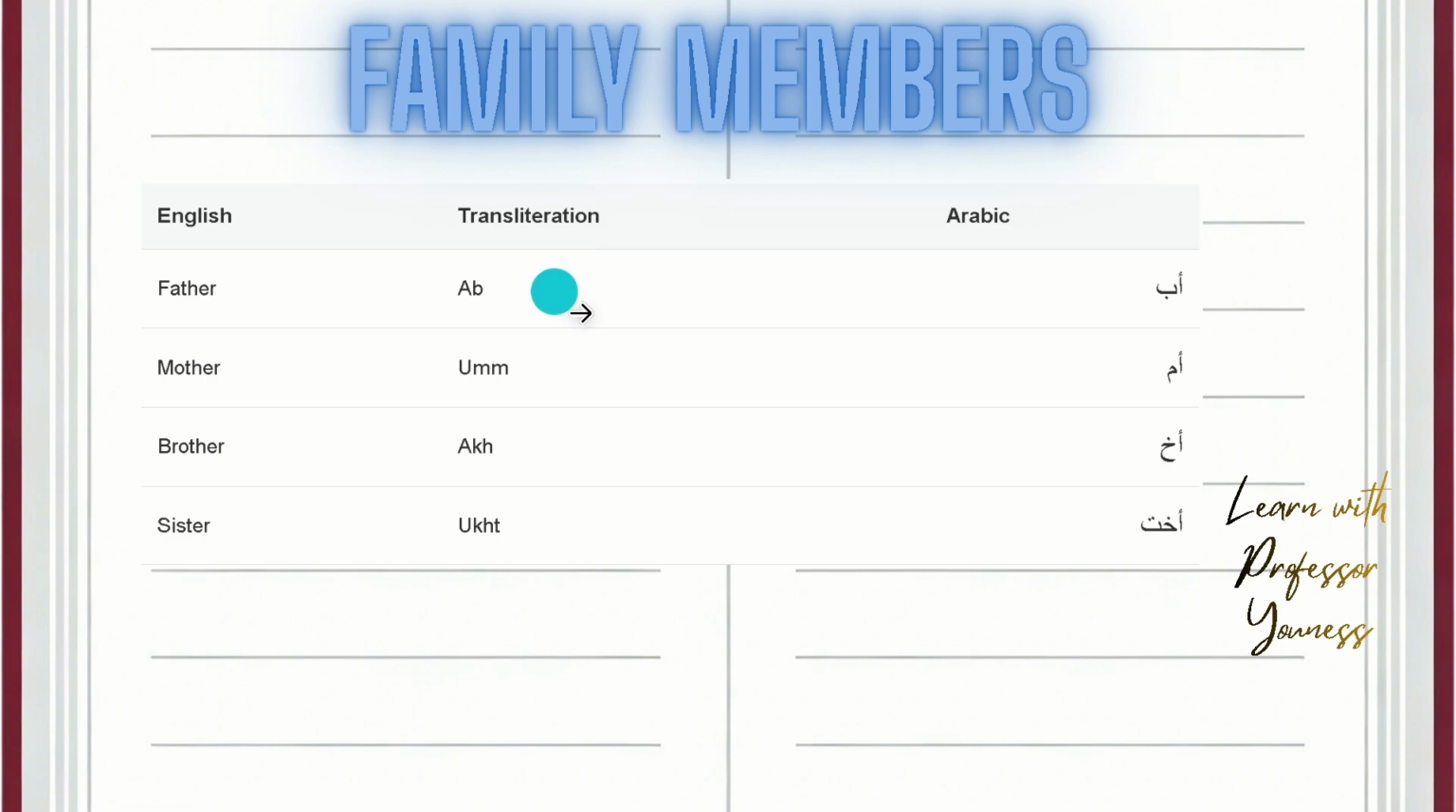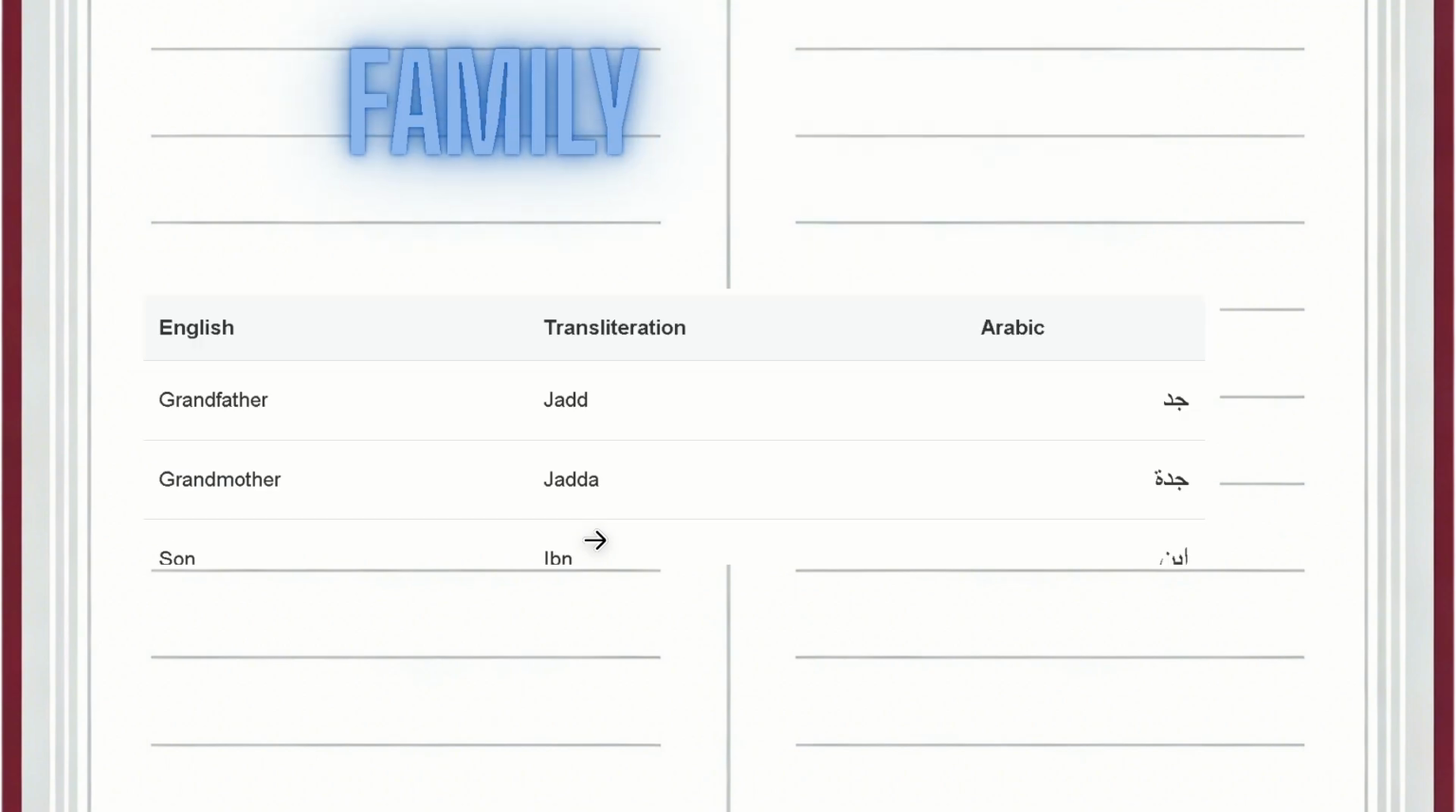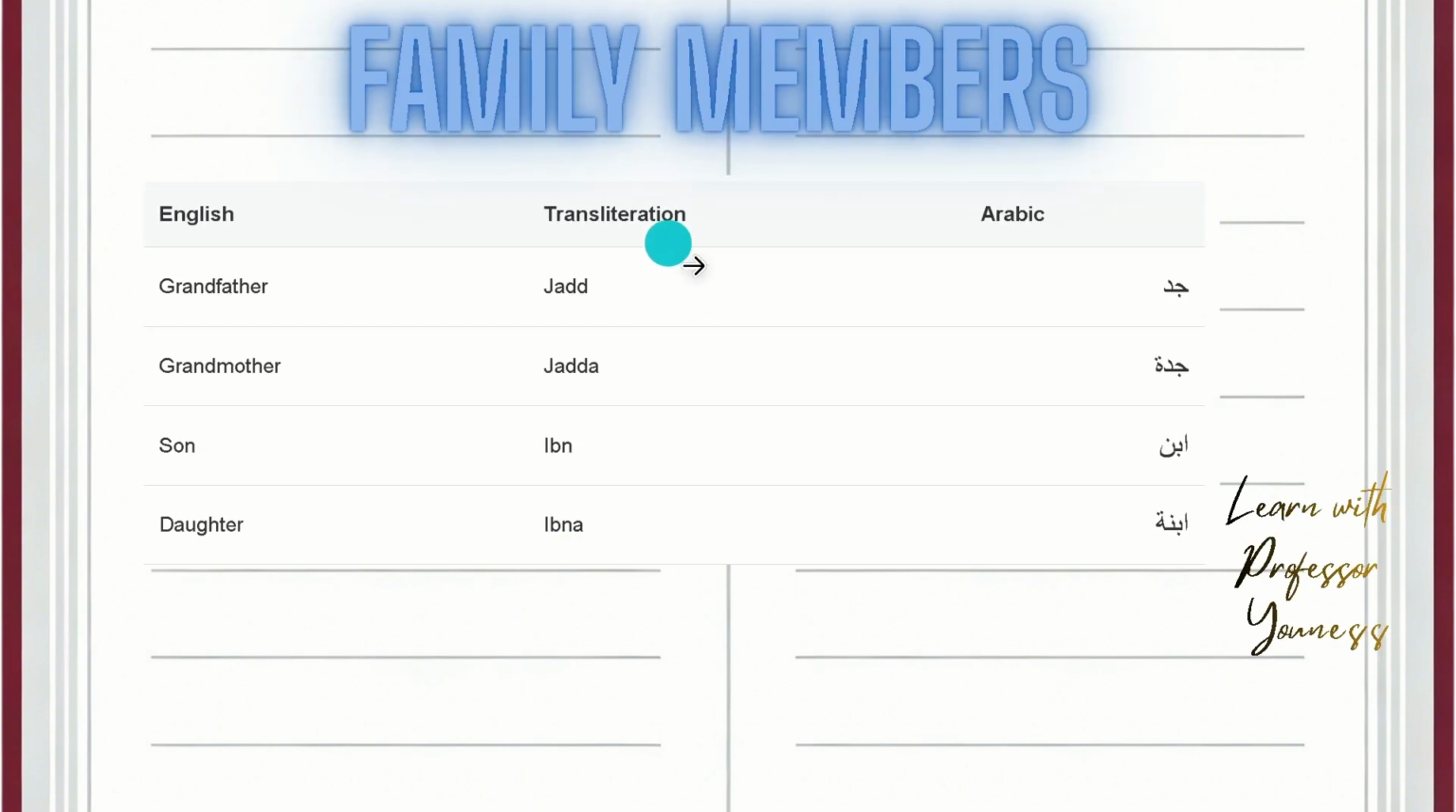So far we have ab, akh, ukht. Perfect. Next slide we have grandfather, jadd. Grandmother, jadda.